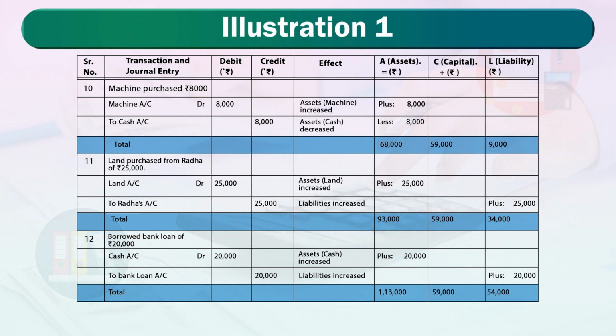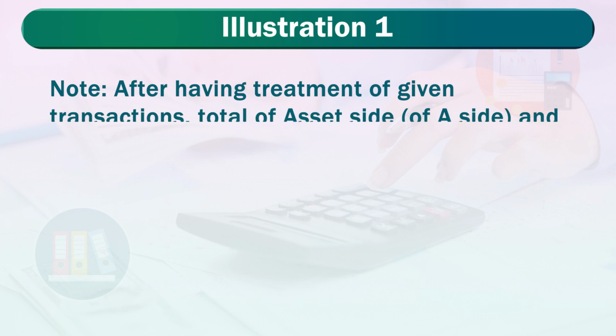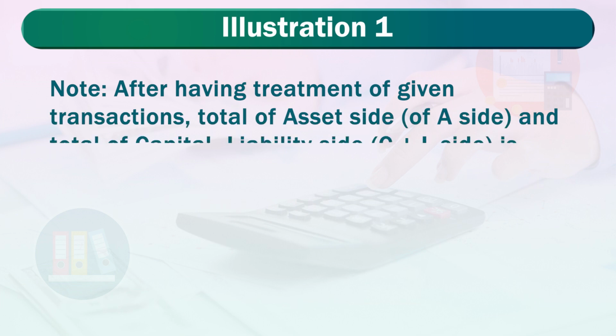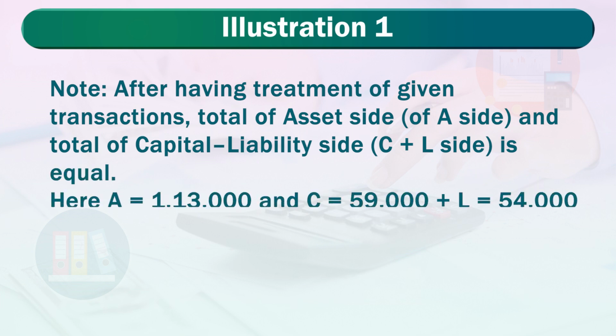So now the accounting equation is assets equals capital plus liability. So 1,13,000 asset equals 59,000 capital plus 54,000 liability. Now after the treatment of the given transactions, the total of the asset side and the total of capital plus liability are equal, that is asset equals 1,13,000 and capital of 59,000 plus liability of 54,000 is also equal to 1,13,000.